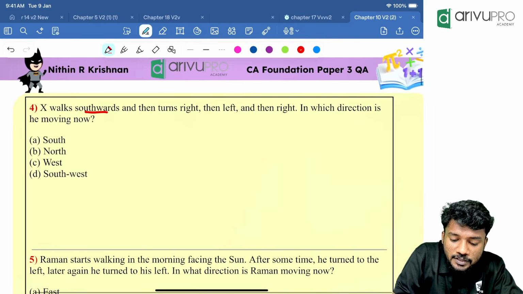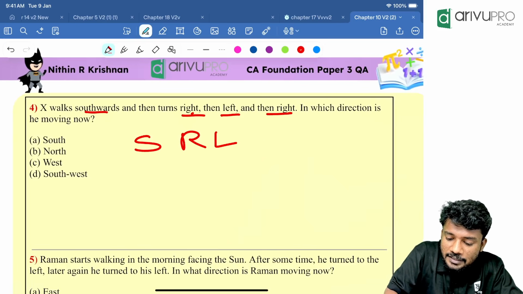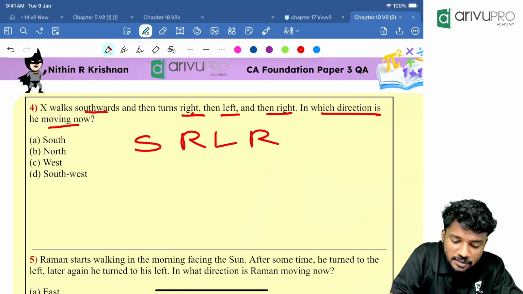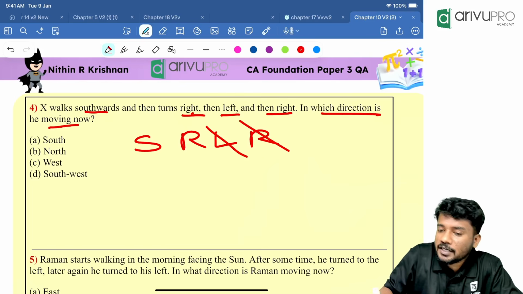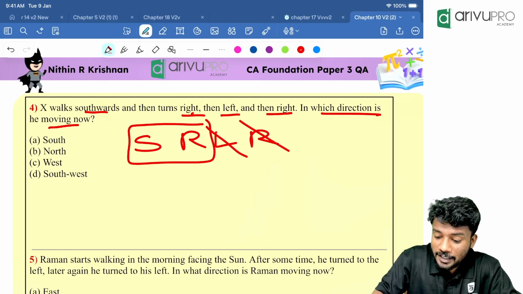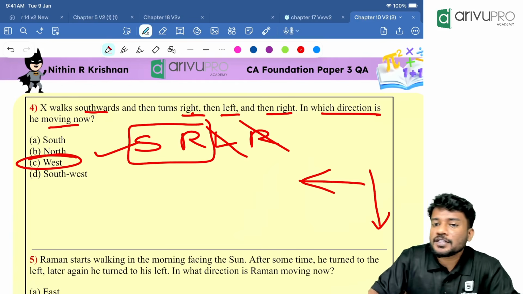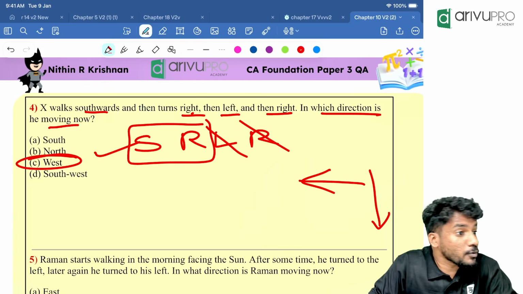X walks towards south. Then turns right. Then turns left. Then turns right. Then in which direction is the person moving now? Left and right got cancelled. What is remaining? Right of south. Right of south is what, people? West is the answer within 5 seconds. Yes, I am telling you, I am not joking.